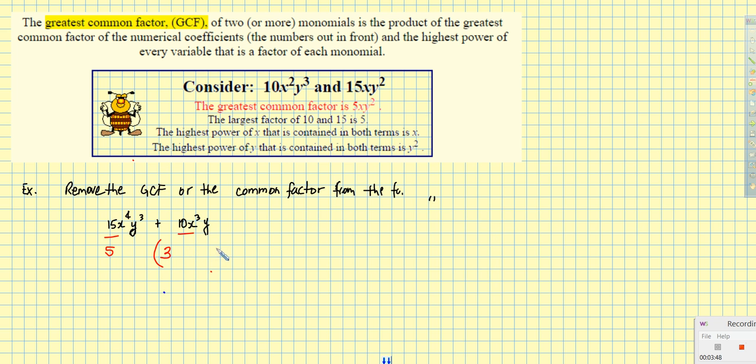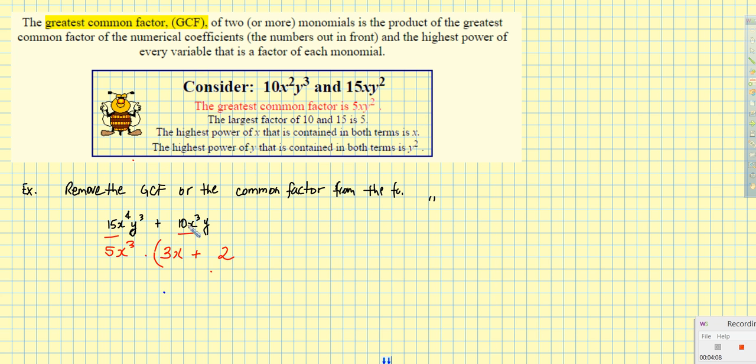And now the next thing I look at is I say, now between x to the 4th and x cubed, what is the largest value of x I can take out? Well, that would be x cubed. So x to the 4th divided by x cubed leaves an x in the first term in the parentheses. And if I did x cubed divided by x cubed, well, that would just leave me with 1. So there's no x left inside the parentheses in the second term.